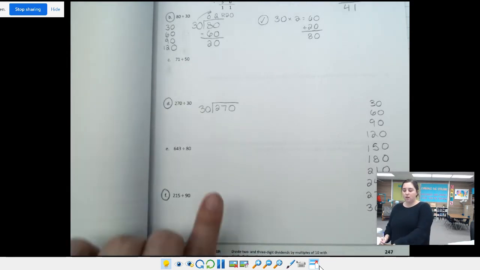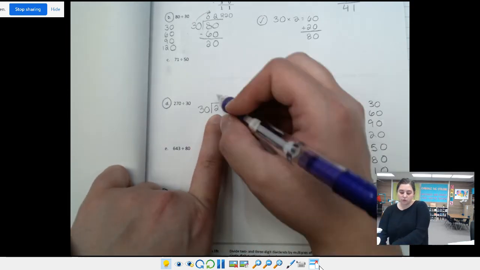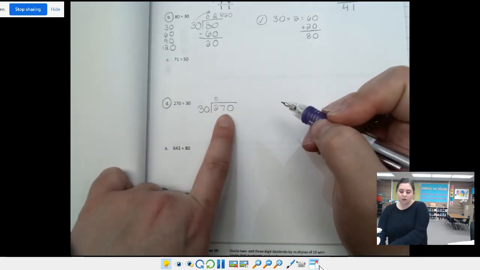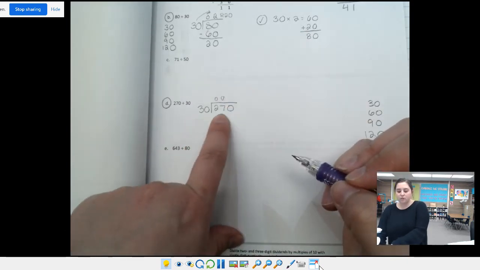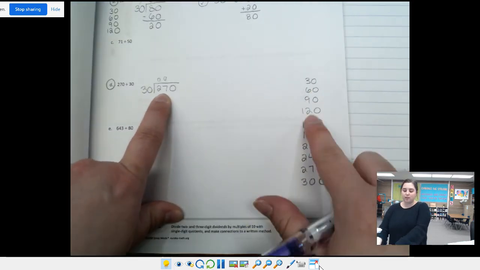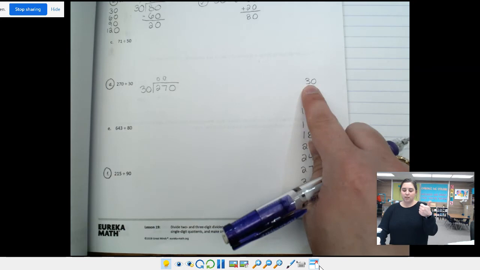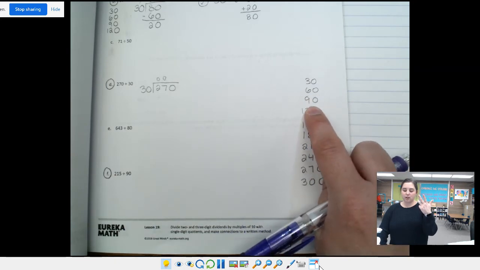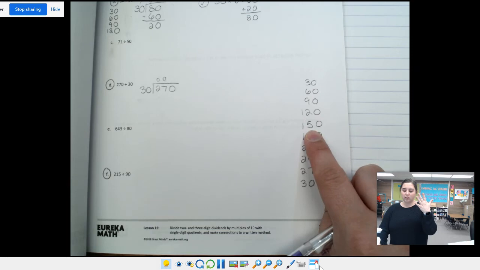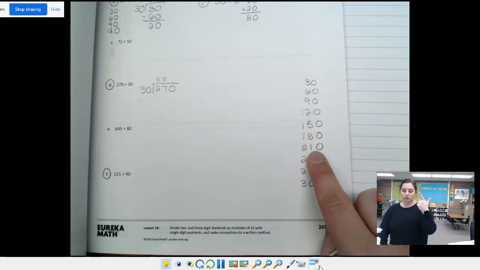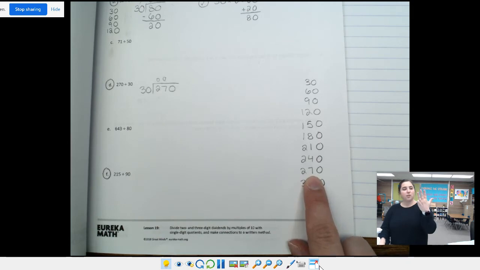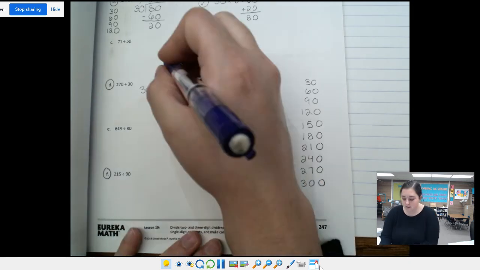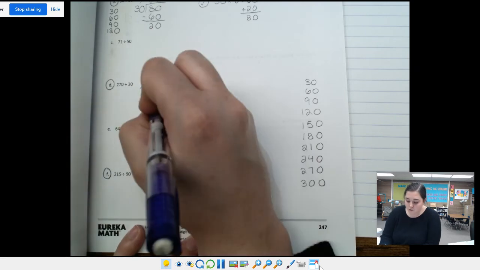Okay, let's go. So 30 goes into 2, 0 times. 30 goes into 27, 0 times. So now 30 goes into 270. How many times? 30, 60, 90, 120, 150, 180, 210, 240, 270. Right on the money. 270, 270. So that was 5, 6, 7, 8, 9. That's 9 times, and I got right to 270.